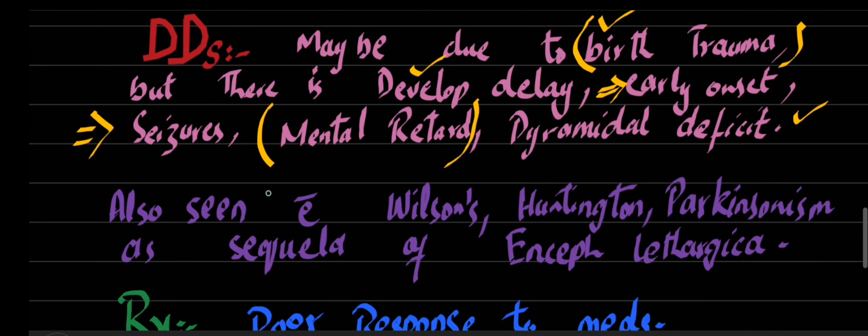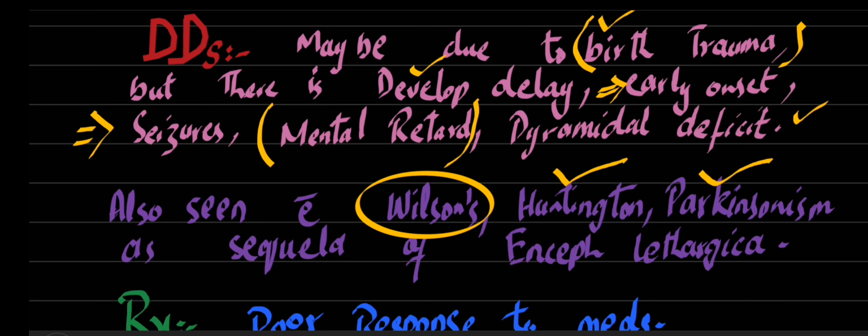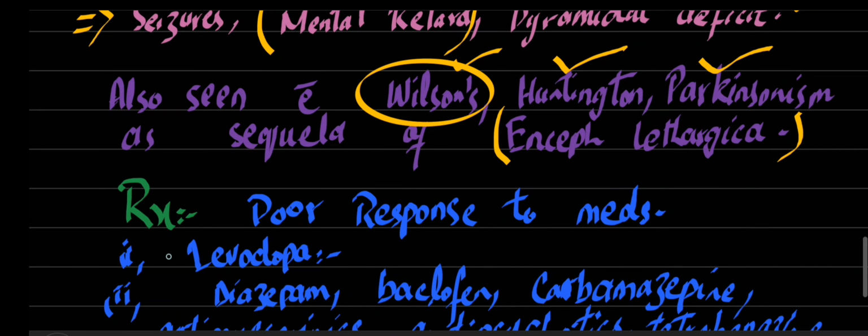Also, idiopathic torsion dystonia has a differential diagnosis of dystonia in Wilson's disease, or dystonic movements in Huntington chorea, Parkinsonism, and these occur as a sequela of encephalitis lethargica. So torsion dystonia may be seen in Wilson's disease, Huntington disease, and Parkinson's disease as a sequela of encephalitis lethargica. So what is the treatment of this idiopathic torsion dystonia?